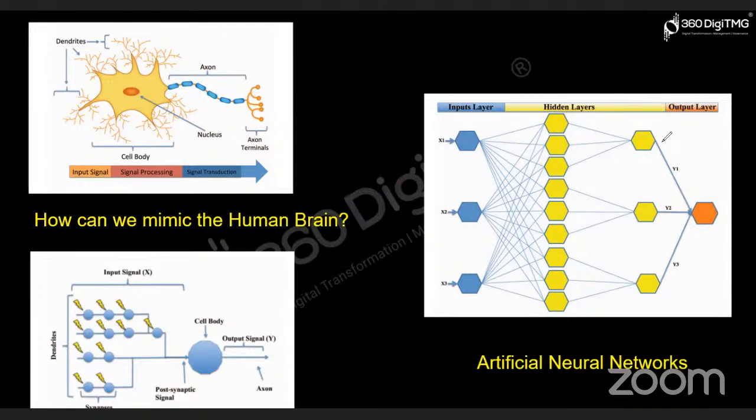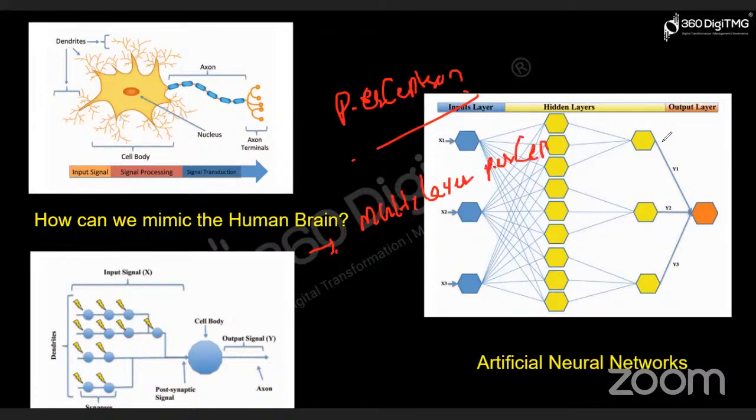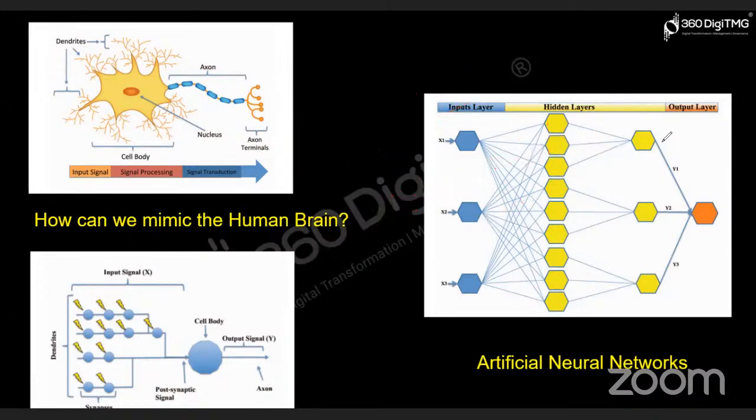So we'll be having something like a perceptron. So what is the perceptron? In that we'll be having multi-layer perceptrons as well. What is the difference between the single-layer perceptron and the multi-layer perceptron? We will see.